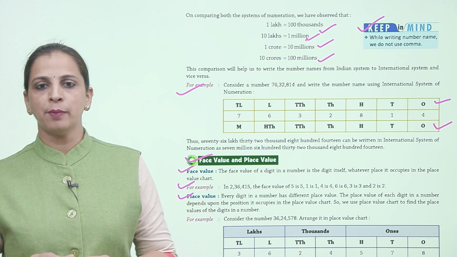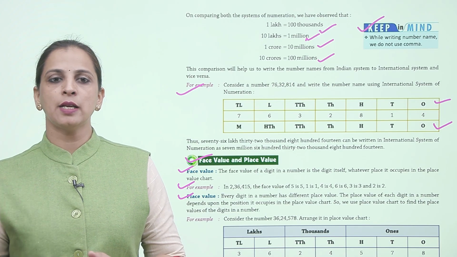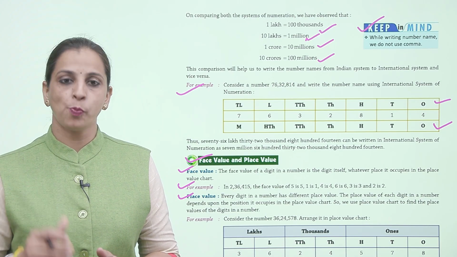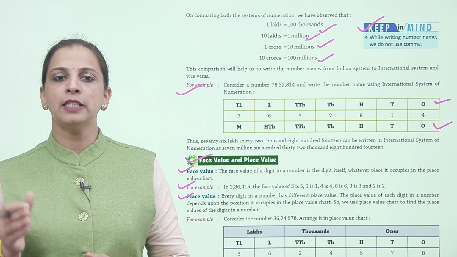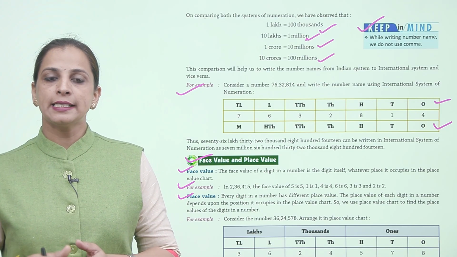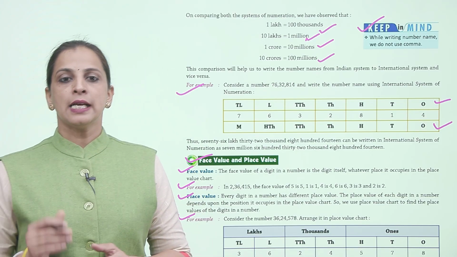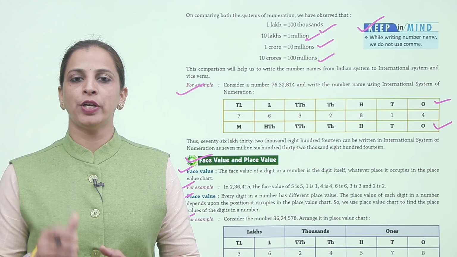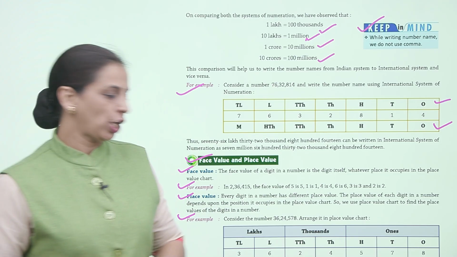Now place value. Every digit in a number has a different place value. The place value of each digit in a number depends upon the position it occupies in the place value chart. So we use the place value chart to find the place values of the digits in a number. For example, consider the number 36,24,578. Arrange it in the place value chart.